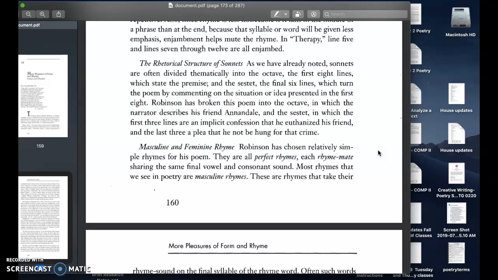The other parts that come in with rhyme in the sonnets here is the rhetorical structure of the sonnet. The sonnets are often divided thematically in the octaves. So you have the first 8 lines, which give you the premise, the sestet, the final 6 lines. They turn the poem by commenting on the situation and or whatever's presented. And so here's how he broke up this above.